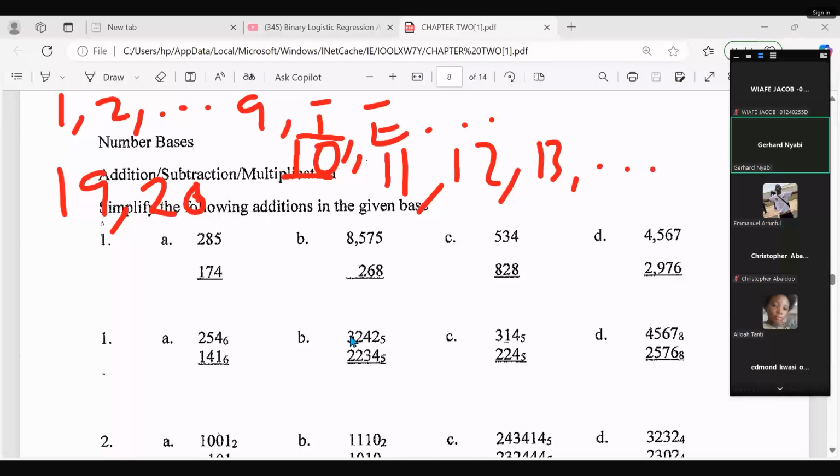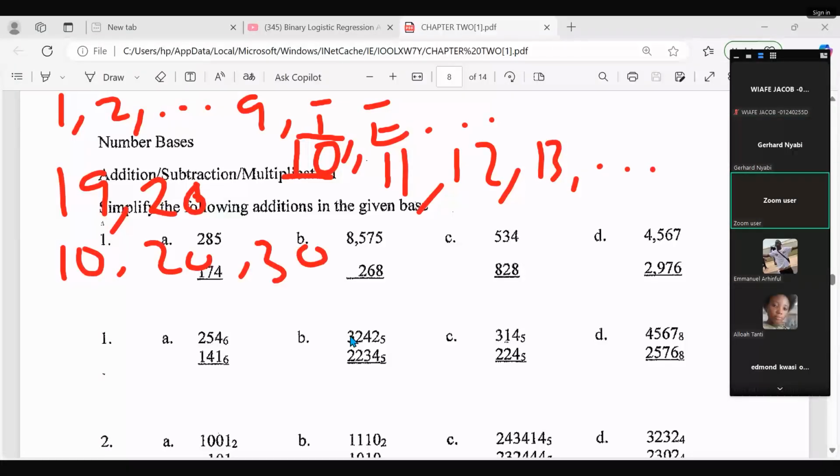So it means that we have 10, we have 20, the next to be 30, right? 30, 10 goes into 30, 3 remainder 0. The next to be 40, 10 goes into 40, how many? 4 remainder 0. Up to the next is 99.